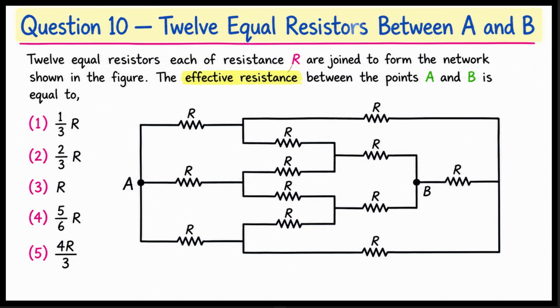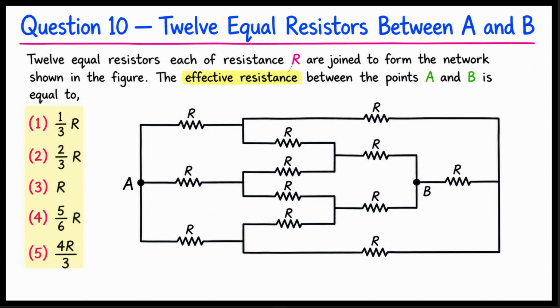Question 10 doubles down on the symmetry trick we used in the previous question. 12 equal resistors, each of resistance R, are arranged in a layout between terminals A and B. We are asked for the equivalent resistance between A and B. The options include 5R over 6. Exactly the answer we found for the square skeleton earlier, which is a hint that the symmetry method is the right path here.